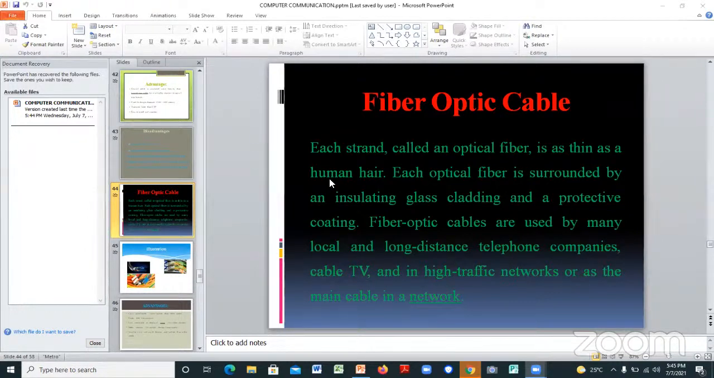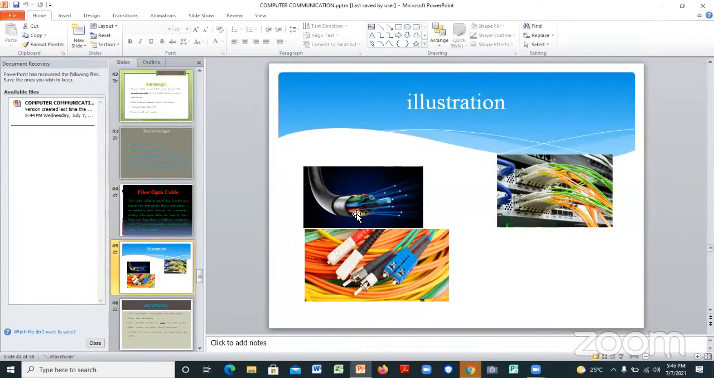So we said that fiber optic cable involves strands. Each strand, called an optic fiber, is as thin as human hair. Each optical fiber is surrounded by an insulating glass. Fiber optic cables are used for long distance connections. For example, you can look at telephone companies, cable TV, and high traffic networks. As we're using the phones, the telephone companies do use optic fiber cables to connect.